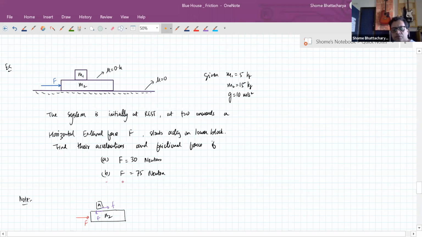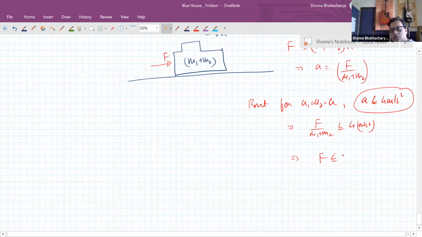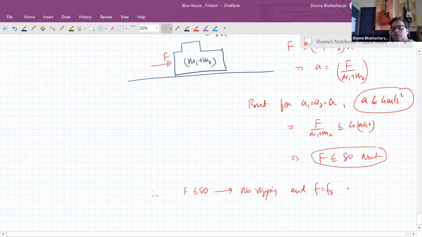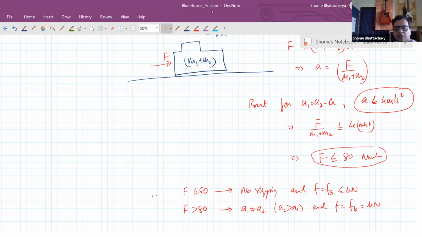So we'll take another part also where F is 90 newtons. Anyway, so this now tells us that F less than or equal to 80 means no slipping. And the friction acting will be static friction, so it will be less than or equal to mu N. Whereas F greater than 80, A1 will not be equal to A2. In fact, A2 will be greater than A1, and friction acting will be kinetic friction, which will be equal to mu N. So this is like a limiting condition we have got, that what is the minimum force we require to create slipping? It's 80 newtons.